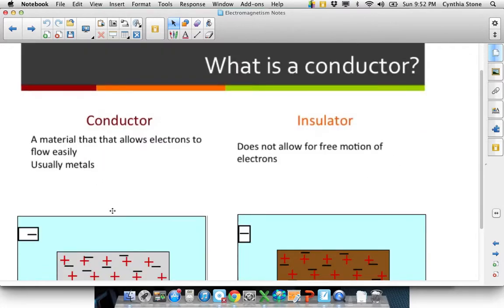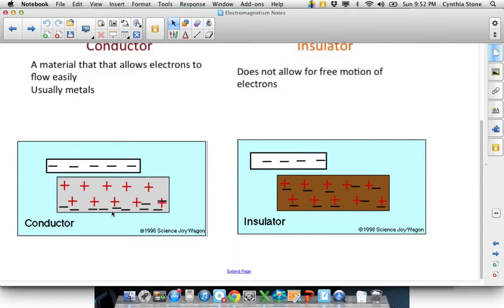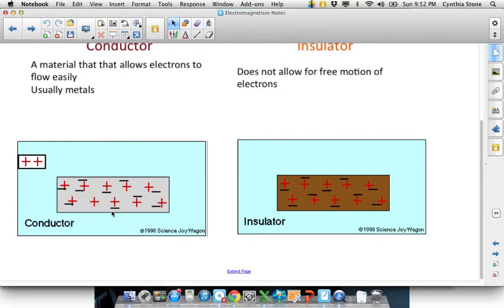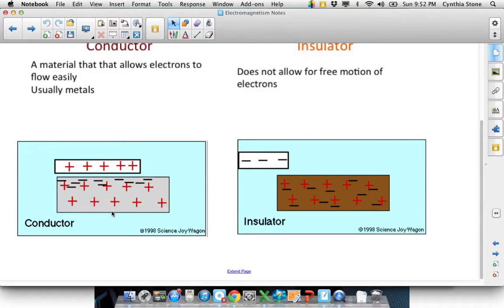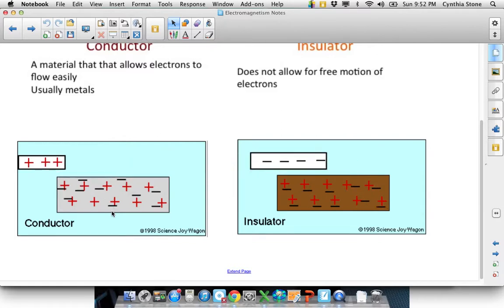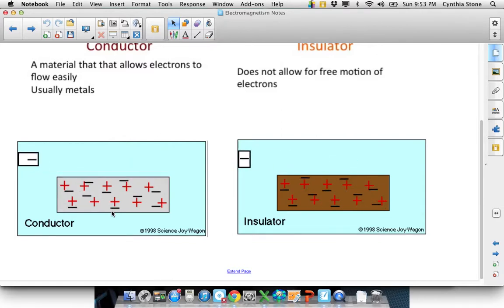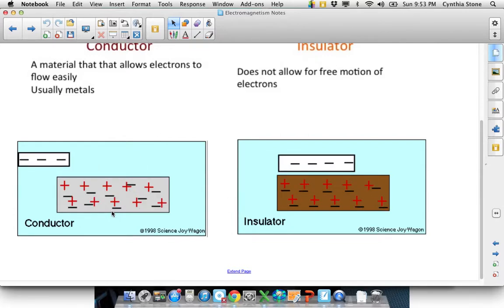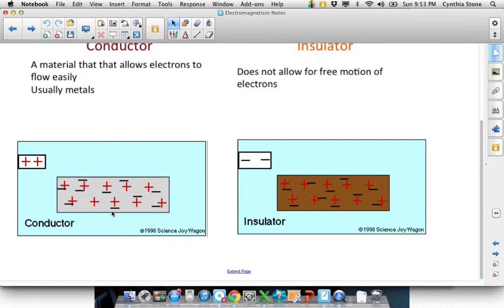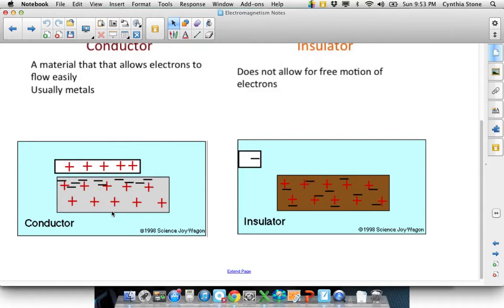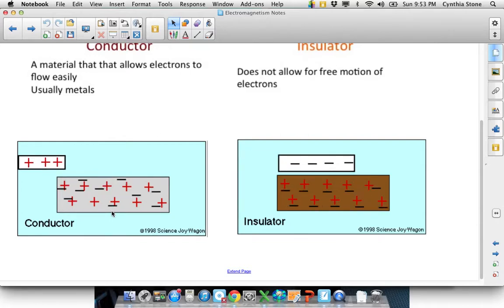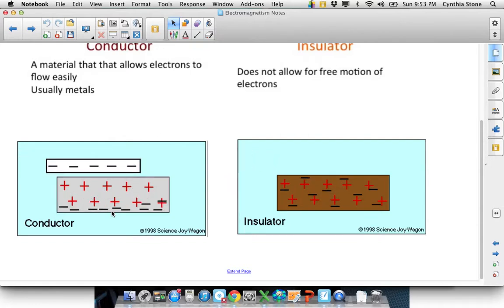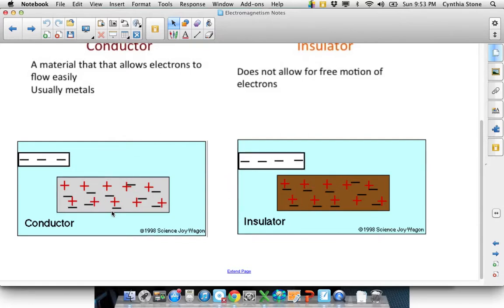A conductor is a type of material that allows free motion of electrons. If you look at my little picture on the left, it looks like a piece of metal, right? And metal typically is an electric conductor. We talked about heat conductors earlier, but these are electricity conductors, and they just allow electrons to move freely. So you bring something positive close to a conductor, the electrons will move up close to where that positive is. Or if you move something negative, they'll move away from the negative, right?